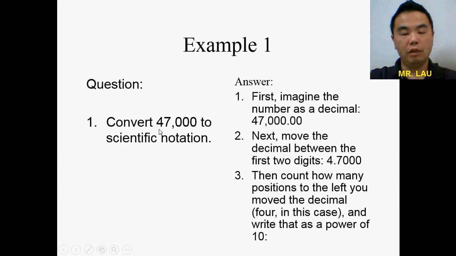So the 47,000 can be written in scientific notation as 4.7 times 10 to the power of 4. The 4 representing how many places we moved the decimal place. In this case, 4 to the left. And because we moved to the left, the 4 is a positive 4.